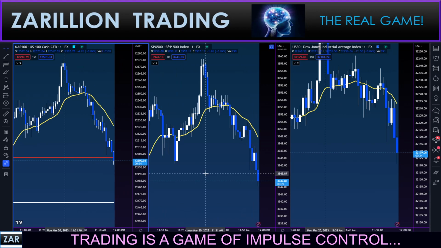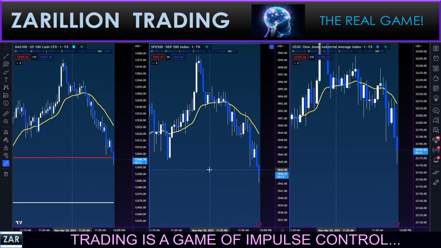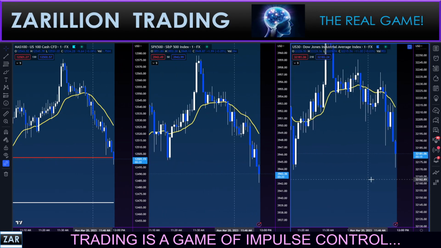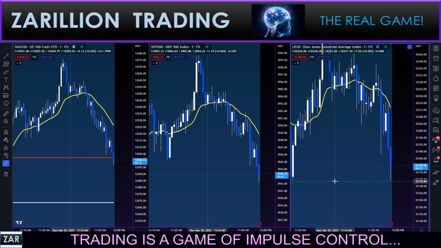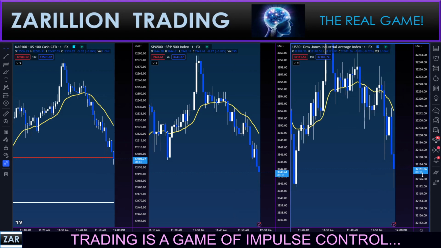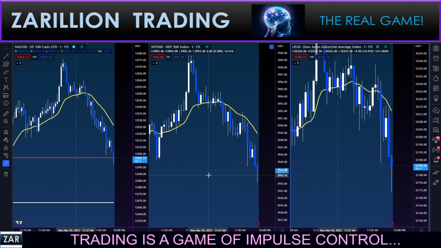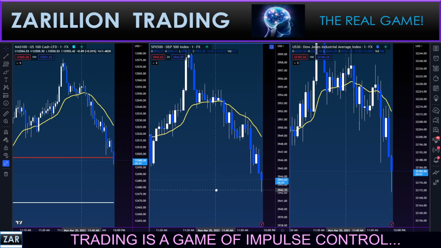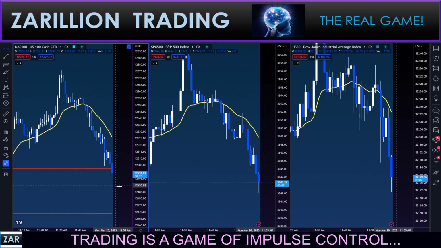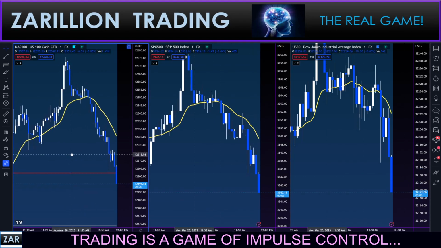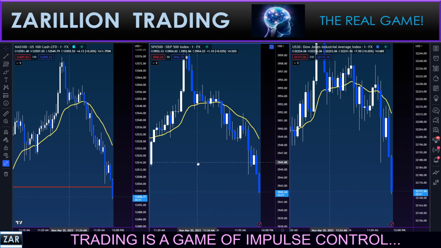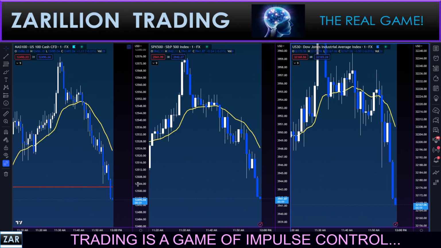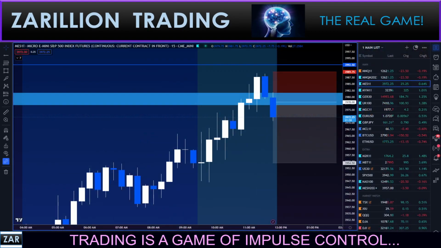Cleanest moves are actually on the NASDAQ. S&P close to follow, and the messiest is the Dow today, which is the opposite of what's been happening for the last few sessions. So we trade the cleanest setups. We trade the most certain moves, and there are no certain moves in trading, of course. We look for the most optimal setups, and this is moving down nicely now.